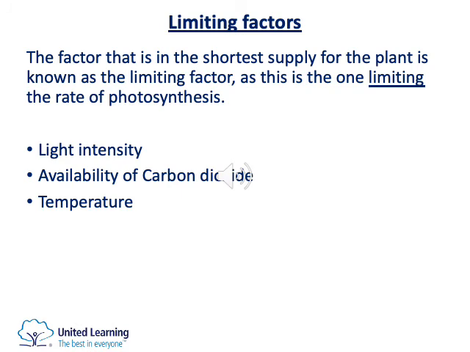A limiting factor is the factor that is in the shortest supply for the plant. So this is the factor which slows down or limits the rate of photosynthesis. Now, any of these variables can be a limiting factor. It could be light intensity, the availability of carbon dioxide, or temperature itself.